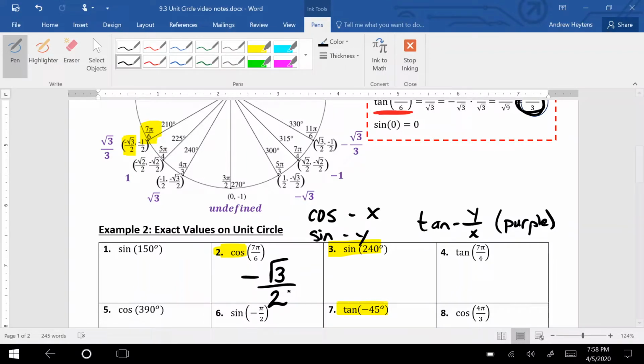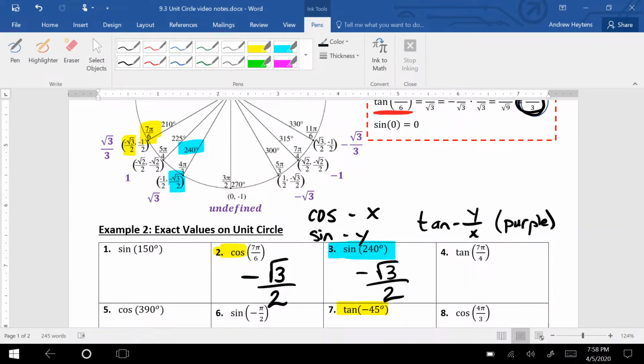Number 3, sine of 240. I'll do this one in blue. Sine of 240. Find 240 degrees in your circle. That's right here. Remember, your sine value is y. So you go to 240 degrees. You find the y coordinate, which happens to be the same thing, negative square root of 3 over 2.